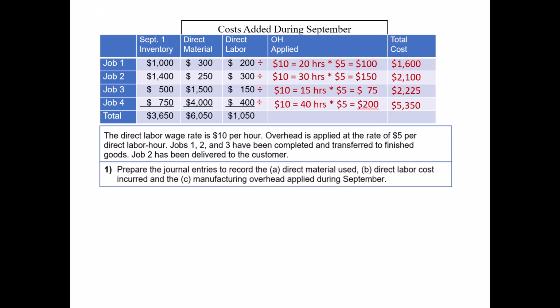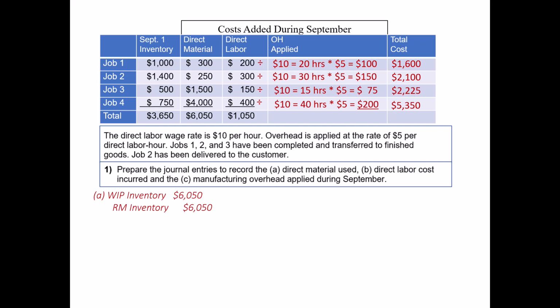Our first question says, prepare the journal entries to record the direct material used, direct labor cost incurred, and the manufacturing overhead applied during September. Direct material used will be debited to work in process inventory. I'm doing one overall entry for all jobs. You could just as easily make 4 different entries that total out to be $6,050. We will credit raw material inventory.